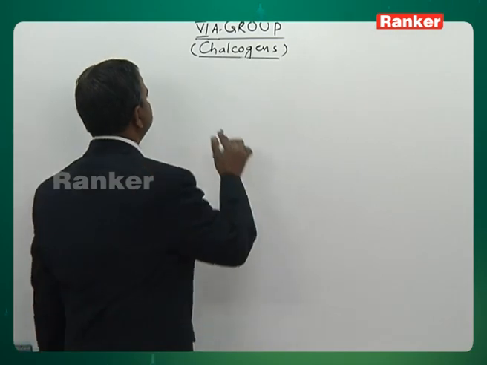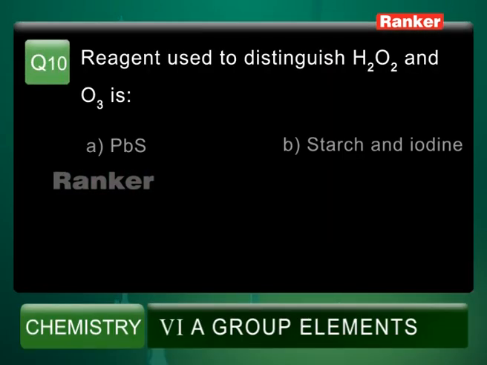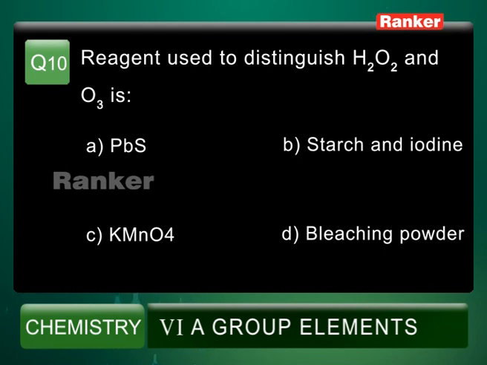Question number 10. Reagent used to distinguish H2O2 and O3. Option A is given as what? PbS, starch and iodide.